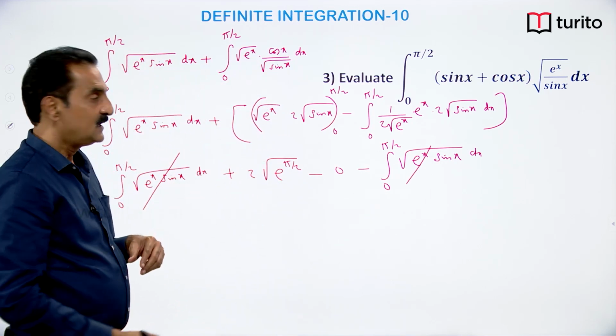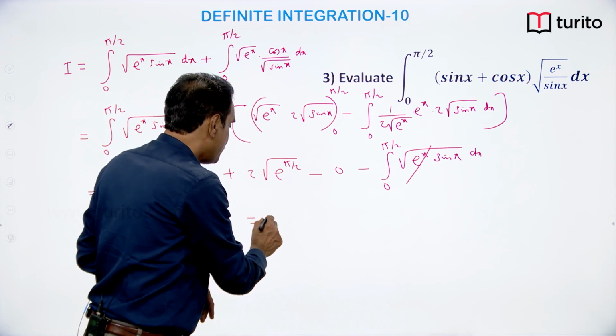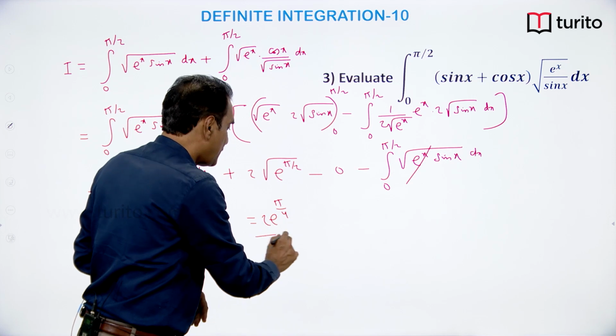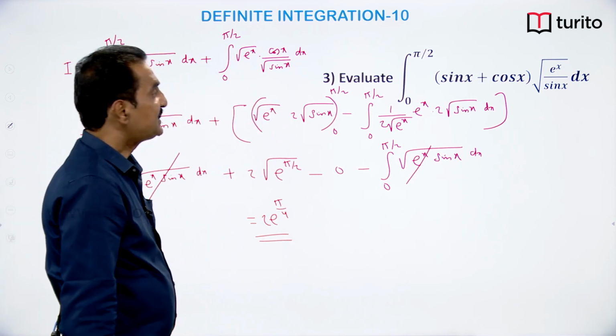So, what is the answer? This is e power pi by 2 whole power 1 by 2, which means 2 e power pi by 4. This is the answer. Next question.